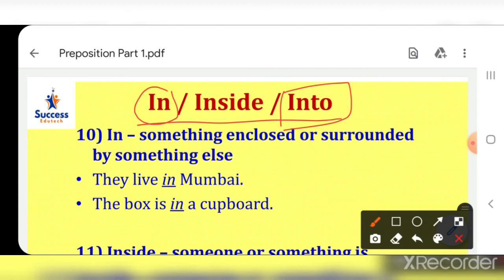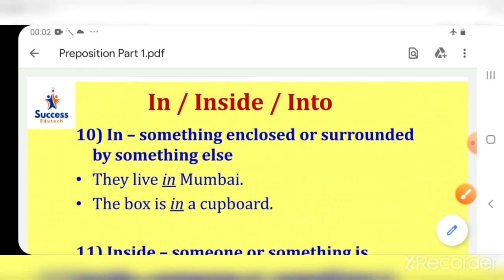So in is used when something is enclosed or surrounded by something else. An example is they live in Mumbai, the box is in a cupboard. In a cupboard.